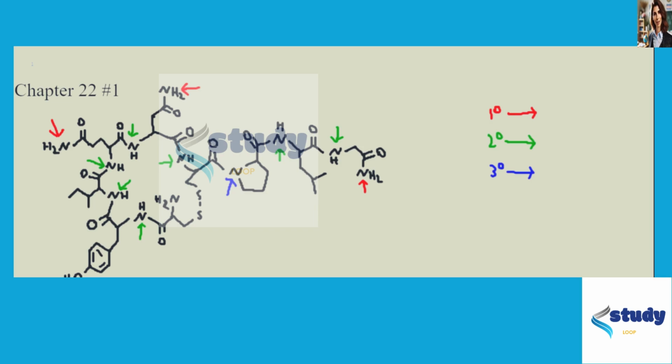And so again, remember, they are classified as primary, secondary, or tertiary based on how many carbon-nitrogen bonds are present in the amide. And so there are 3 primaries here. They're red arrowed. There are 7 secondaries, which I've indicated with green arrows. And then there is that 1 tertiary in the middle that is indicated with a blue arrow. And that is the answer to chapter 22, problem number 1.